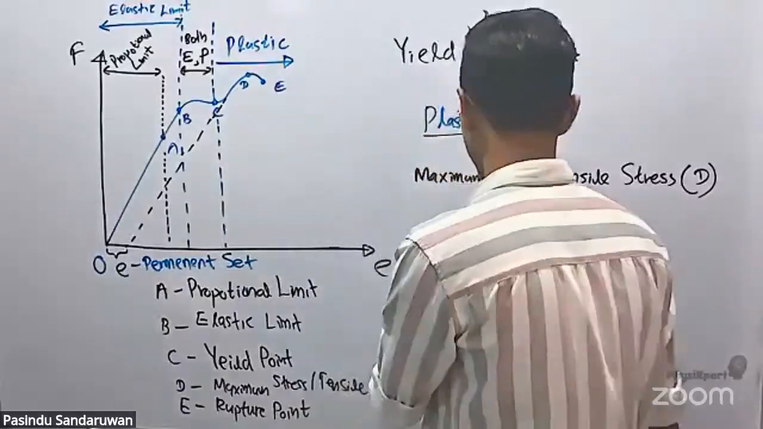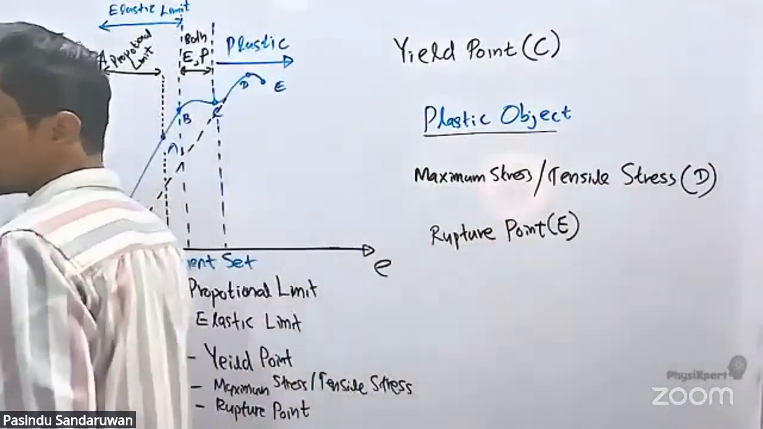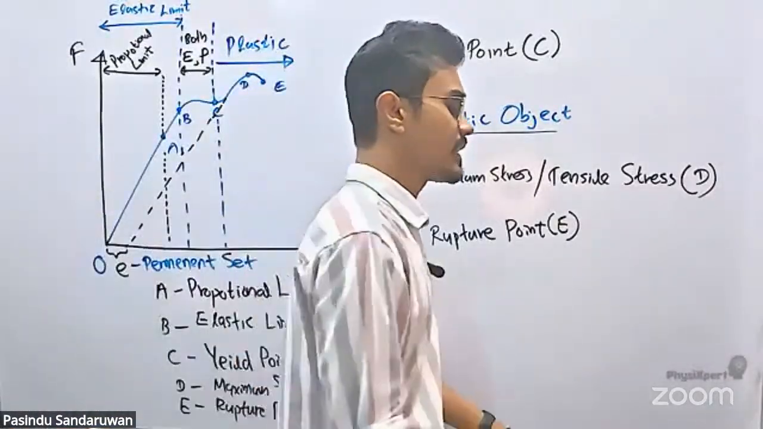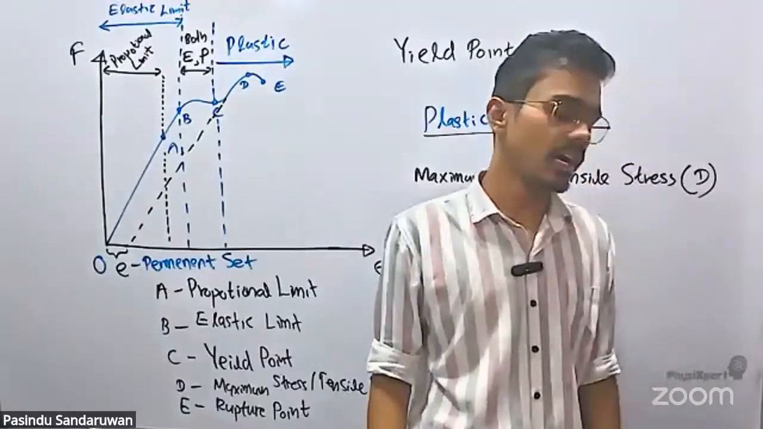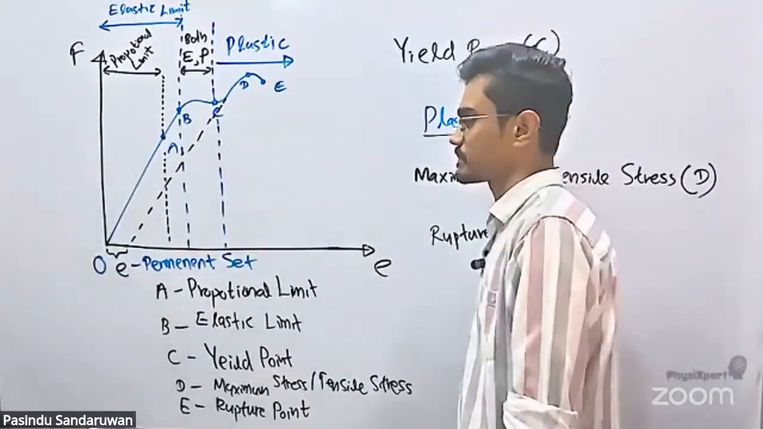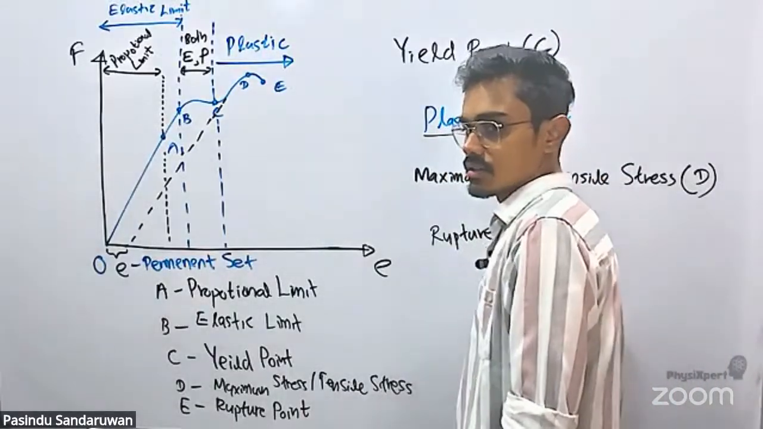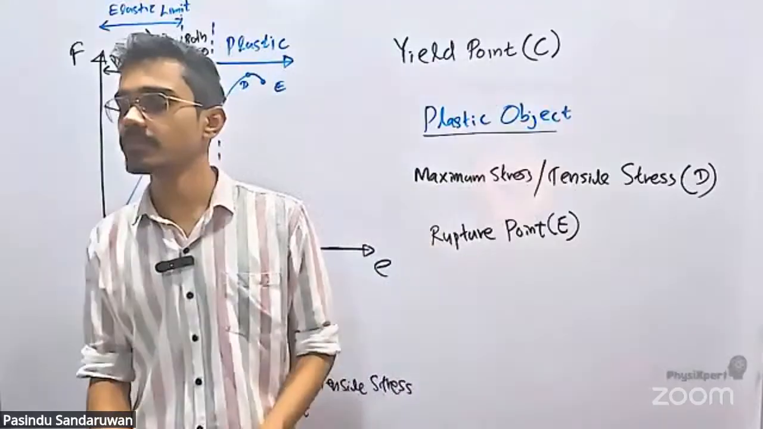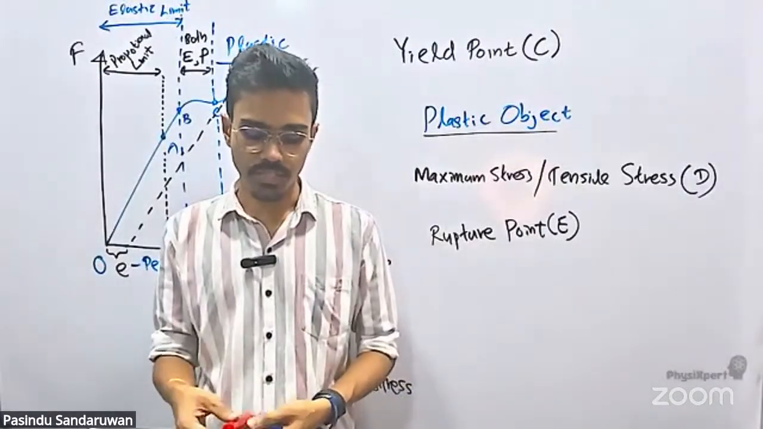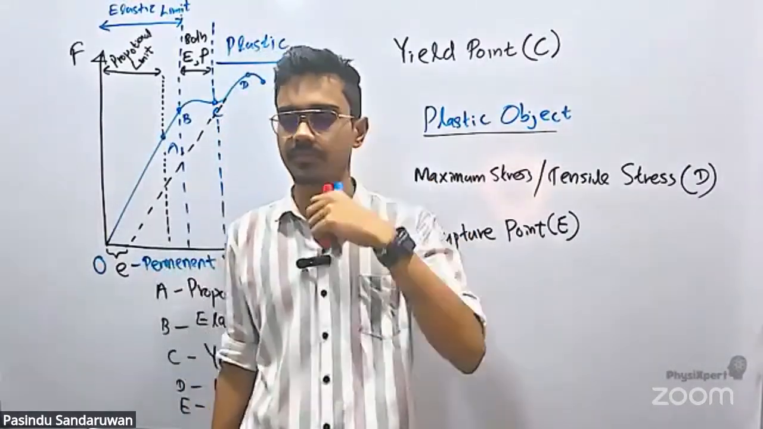Okay, write down the first point under rupture point. This is the point where the object is broken, within brackets, ruptured.